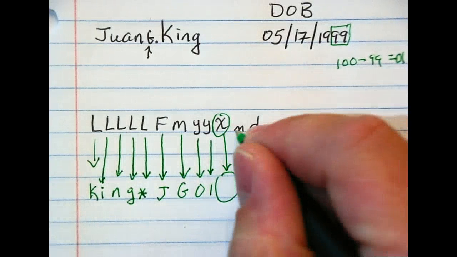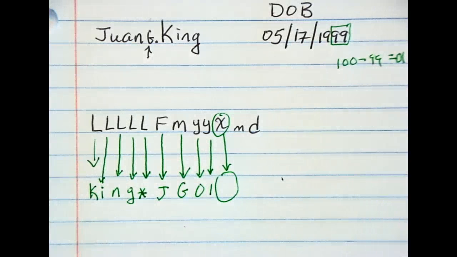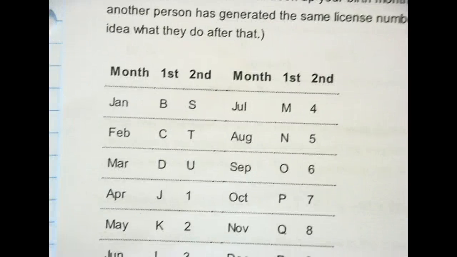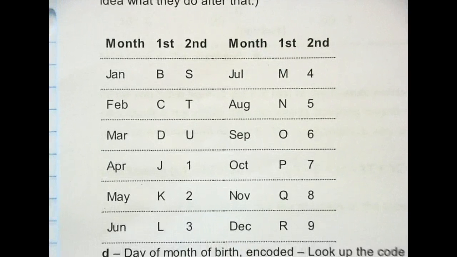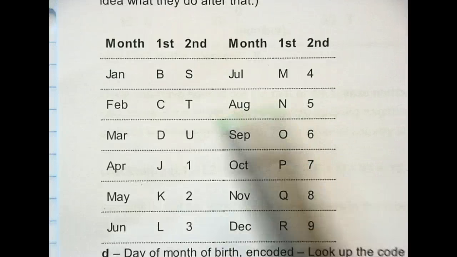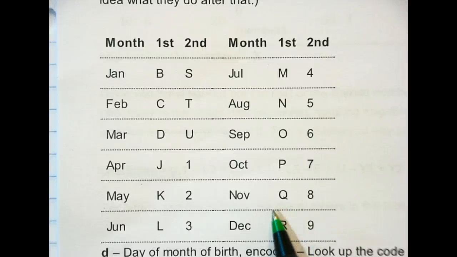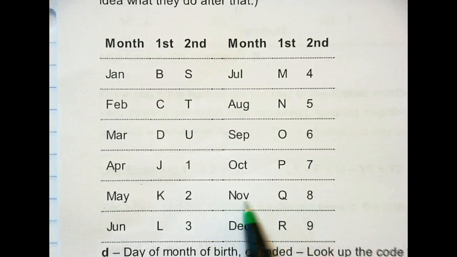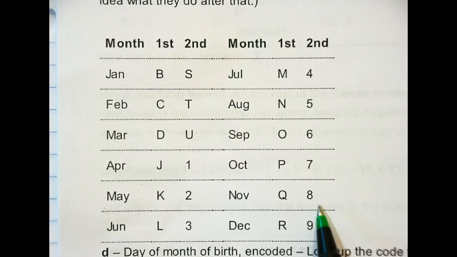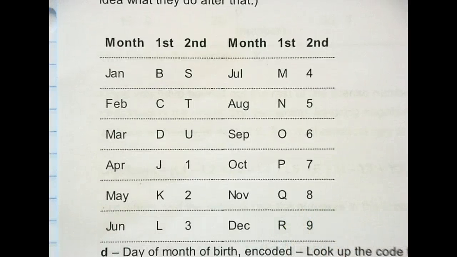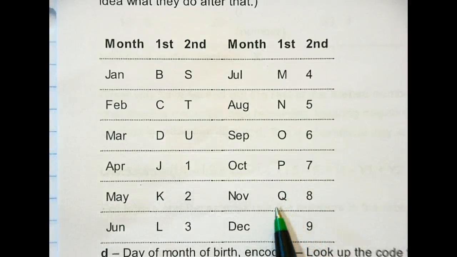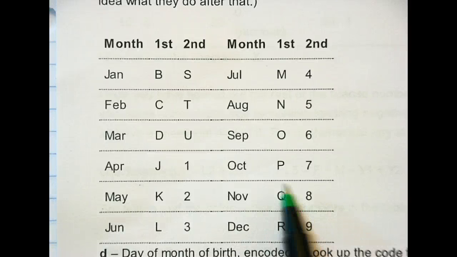The next, the little m there, is your month of birth. Now, they actually assign letters for your month of birth. For instance, I was born in November. So my birth month, I could either have a Q or an 8 in that position. So this is where it could change. Like if you're born in December, it could be R, but it could be 9. The first is what they assign you. That's like the first choice.